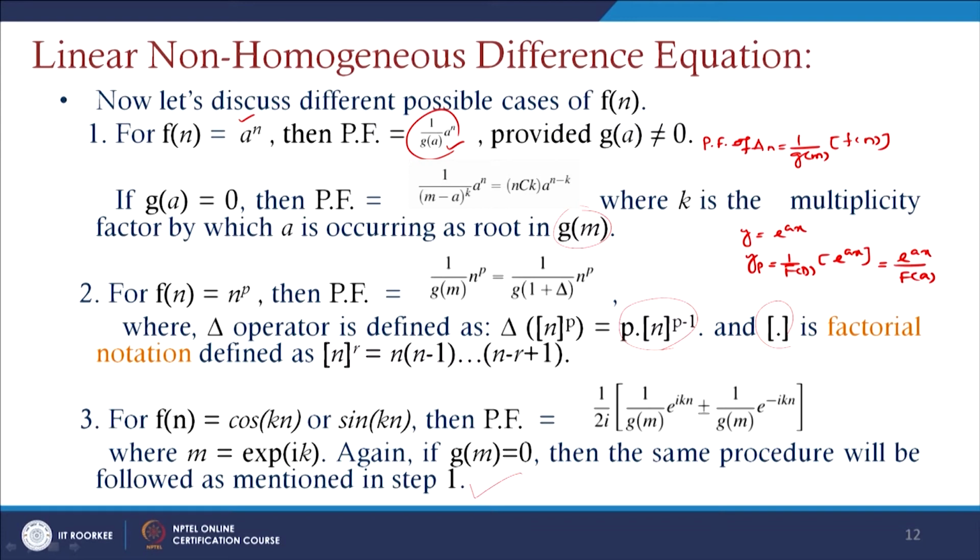Especially if we go for our continuous case, that is the ordinary differential equation case, there also if f of a equals 0, then we replace y p in the form of 1 by f of D plus a, which is operated on e to the power ax. So, e to the power ax is operated on 1 here, that is the b of x function. Similarly, if we go for this geometric expression, then we can write this particular function as 1 by (m minus a) whole to the power k, since it generates a polynomial of degree k, that is g of m, which is operated on this function a to the power n.